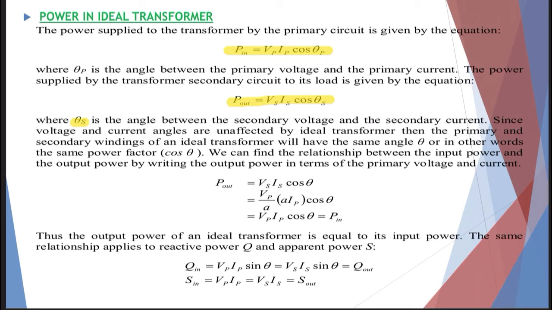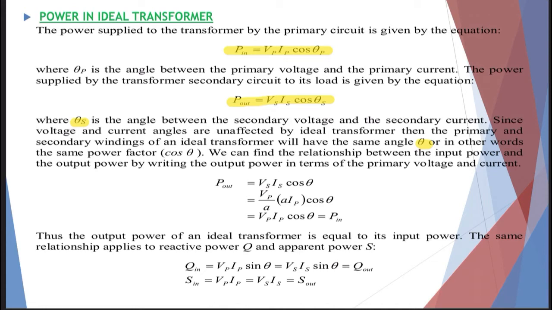Since voltage and current angles are unaffected by an ideal transformer, the primary and the secondary windings of an ideal transformer will have the same angle theta, because we are talking about the ideal transformer.